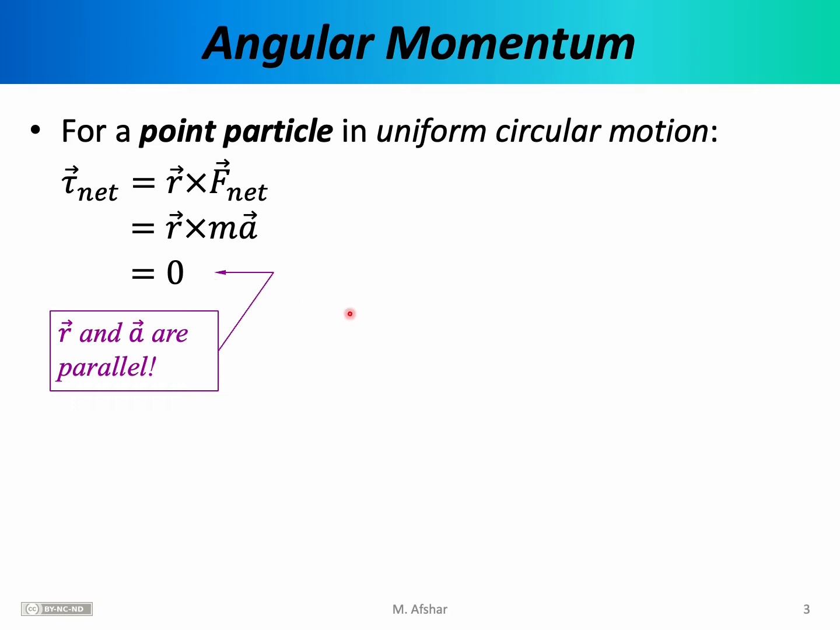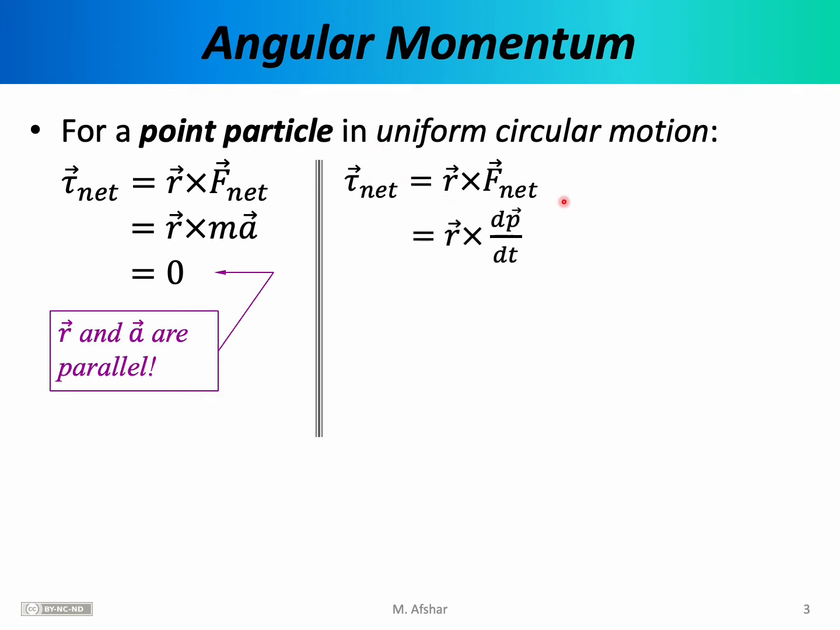Now, save that fact for a minute. Let's do this calculation in a slightly different way. Once again, I can say net torque is simply R cross F net. Then I can remember that the net force is equal to the rate of change in linear momentum with respect to time. This is a fact that should make sense to you.